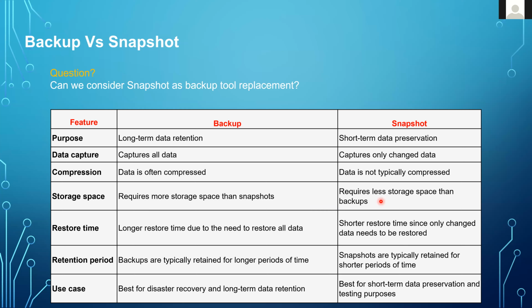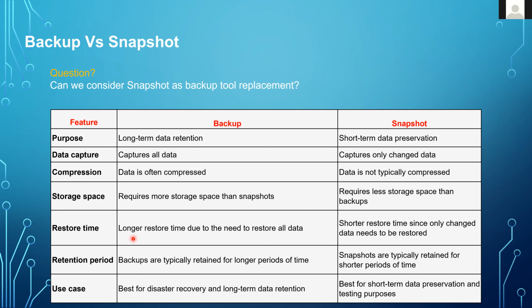But in snapshot, you need less storage, because we are just keeping the incremental data. Whenever you take a snapshot, it will create an incremental disk, and it requires less than 10% space. So around 10% should be available. But it is recommended to have some more space to avoid storage issues.